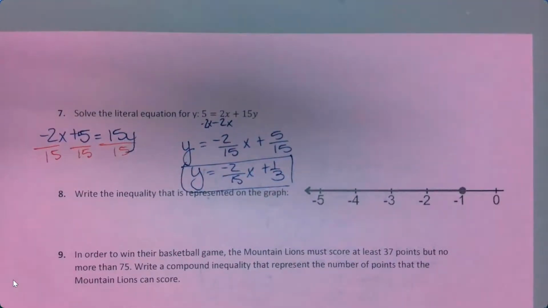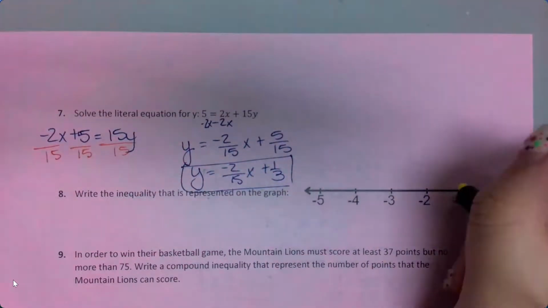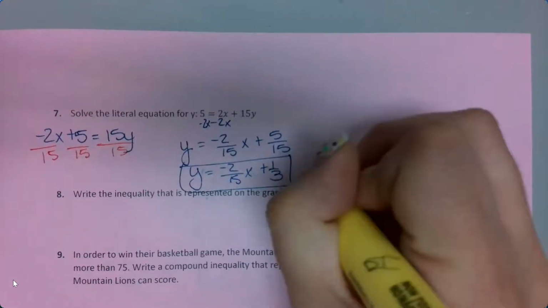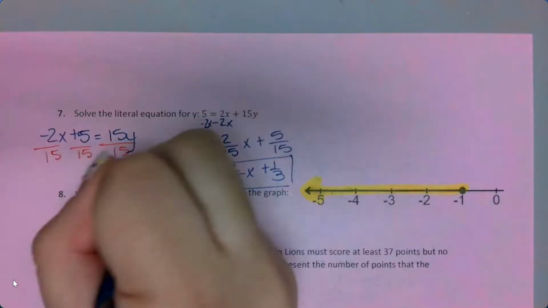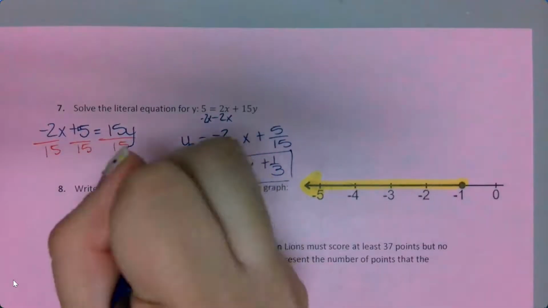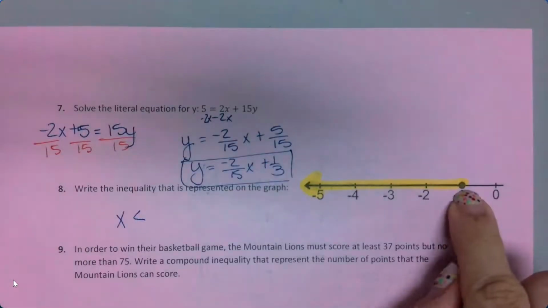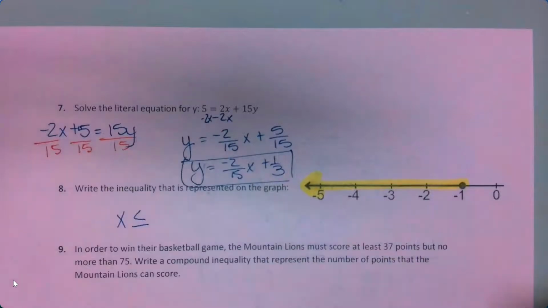On number 8, it wants me to write the inequality represented by this graph. It's a little tricky to see since the paper's printed in black and white, but my arrow is going like that. So this is going to the left, so it's going to be less than. This circle is filled in, so it gets a line underneath, and then it starts at -1.